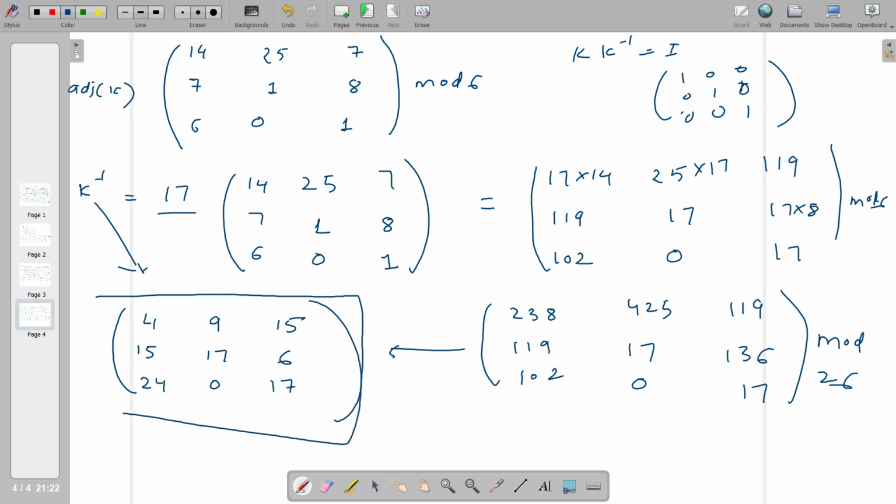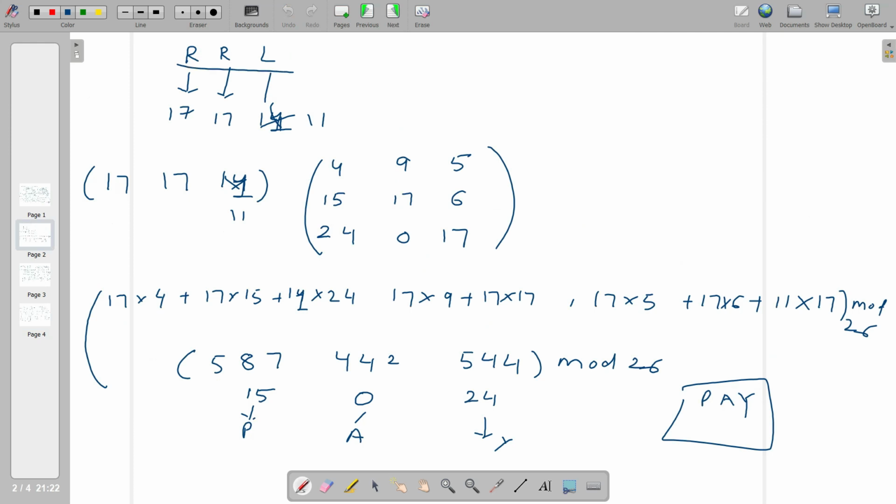How can you verify? If you multiply any matrix with its inverse, you will get an identity matrix. If you want to verify that the K inverse you have calculated is correct, you can verify it using this calculation. And the last one, we tried it for the first 3 alphabets of the ciphertext, and we get the first 3 alphabets of the plaintext. As practice, you can do it for the rest of the ciphertext we obtained in the previous video. So this is about the Hill cipher. In the next video we will be discussing some more interesting ciphers. Thank you.